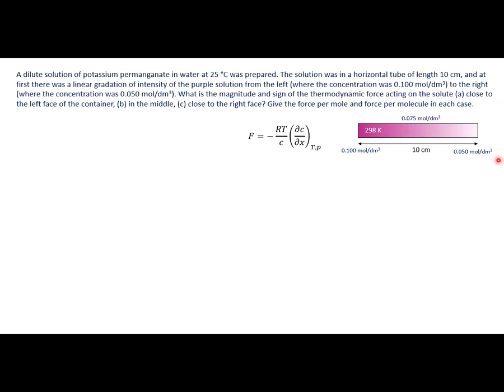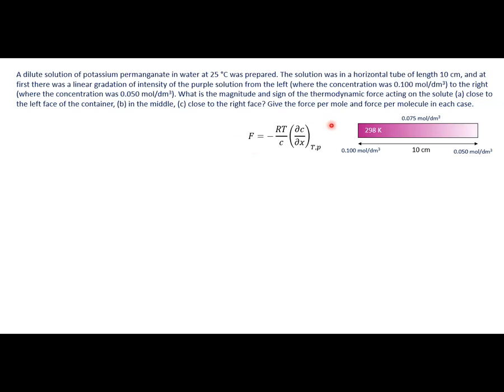So let's imagine this is a container and there is a linear gradation, and the purple solution varies as we go from left to right. We are given the concentration at the left and the right. The left is 0.1 mole per dm cube and the right side is 0.050 mole per dm cube. By this gradation, we can estimate that the concentration at the center is going to be 0.075. In other words, if there is a change of 0.050 mole per dm cube in concentration over 10 centimeters, then over 5 centimeters there is going to be a change of 0.025 mole per dm cube. That's how we calculated this value.